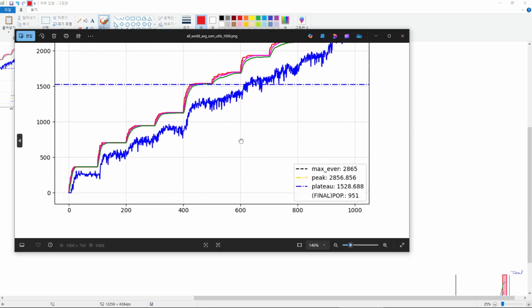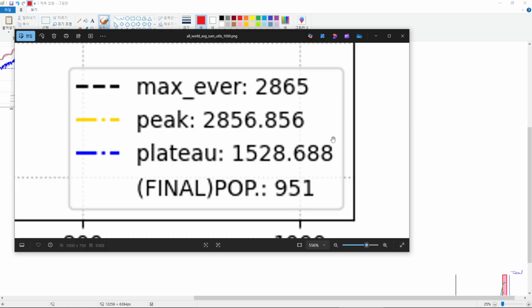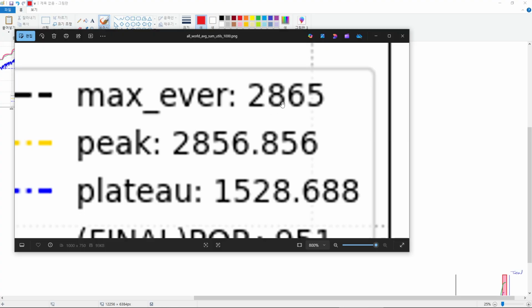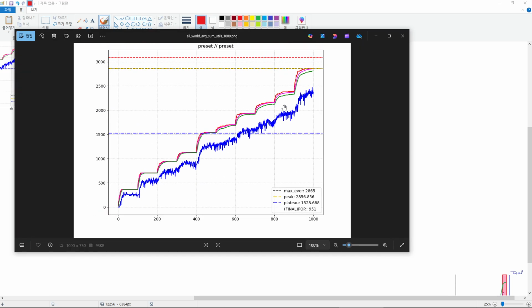And now, as if someone was playing jokes on me, with the exact same setting, I got 2865. Which leaves me two things to wonder. Number one, is this really the true ceiling? Number two, is this the right way of finding them out?